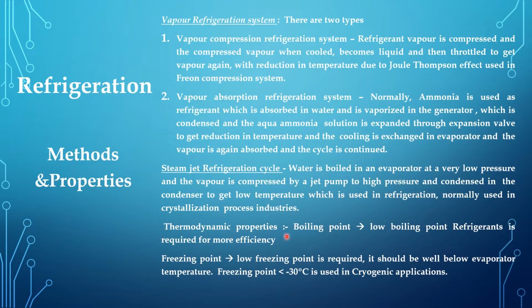Now we can see the properties of the refrigerant, main properties which are applied to select the refrigerant. Thermodynamic properties, boiling point. The refrigerant we have to select is at low boiling point, which is having more efficiency than the freezing point. Low freezing point is required for the refrigerant. Should be well below evaporator temperatures. Normally we require freezing point less than minus 30 degrees centigrade. This will be used in a cryogenic application also. So there are methods we have seen, and the properties also, main physical properties, boiling and freezing point, required for selection of refrigerants.